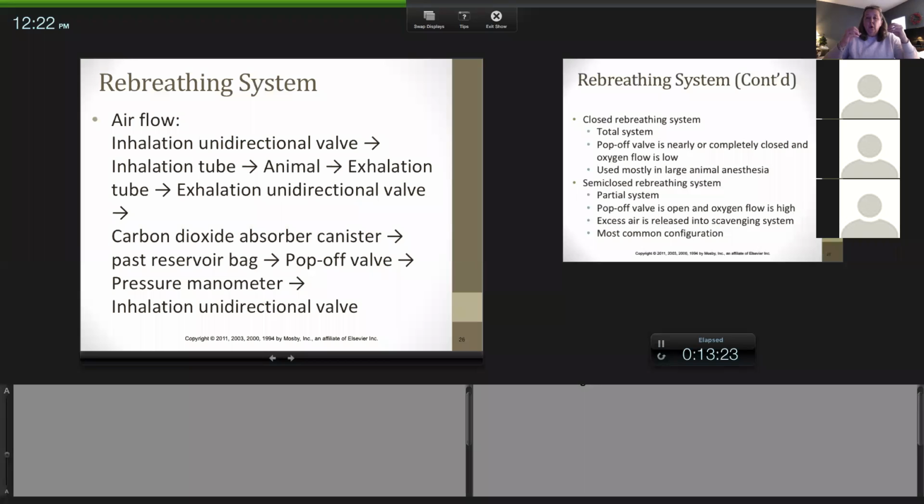Now, also what I should say, near the pop-off and your soda lime, you have the pressure manometer. The pressure manometer tells you the pressure in the system. When they're breathing on their own, that should always be zero. You very rarely see that gauge move, unless you're giving them a breath. When you close the pop-off and give them a breath, you don't want to go past 20 centimeters of water.